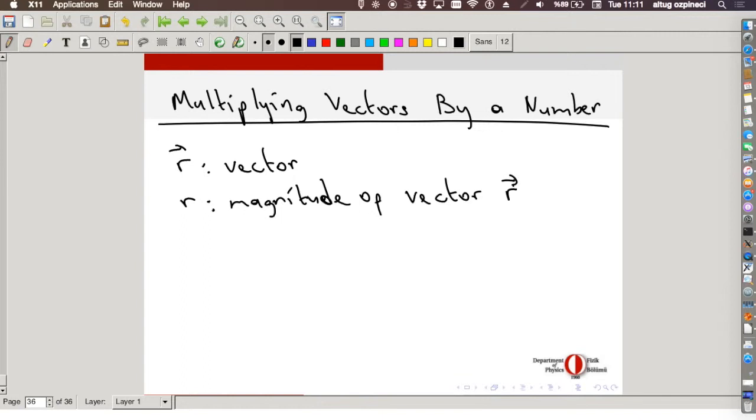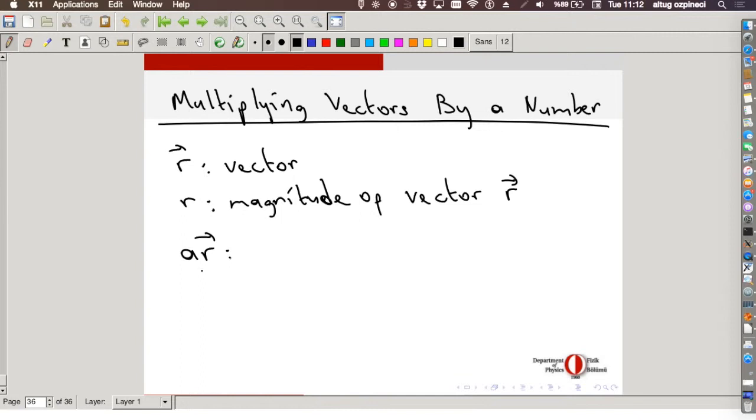So you have to make sure that you know the distinction between these two. So let's start with the vector R and multiply it by a number A. Here we are defining how we want to multiply vectors by numbers. Assume we know this vector R. We want to define the product of the vector R with a number A.